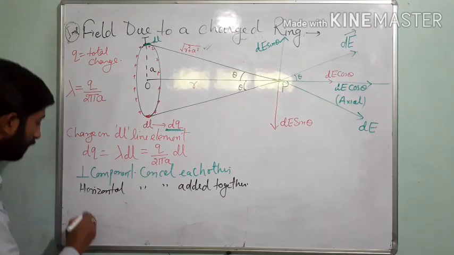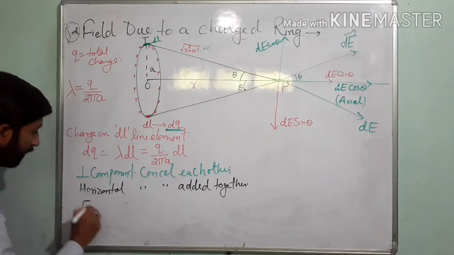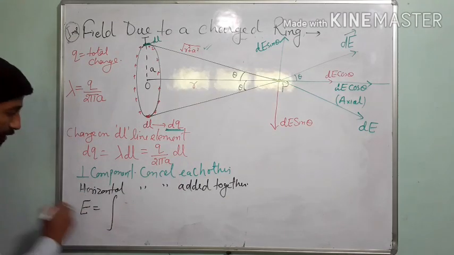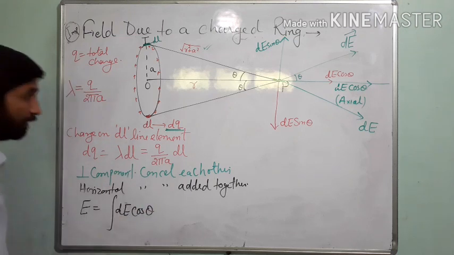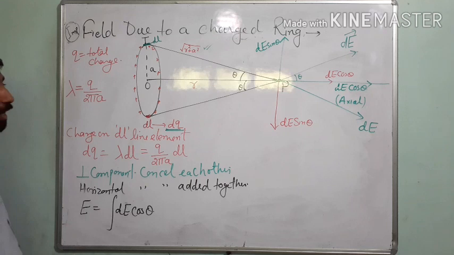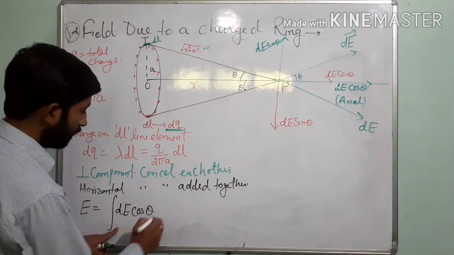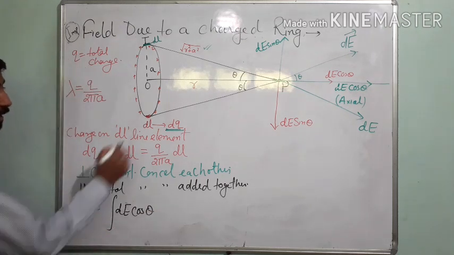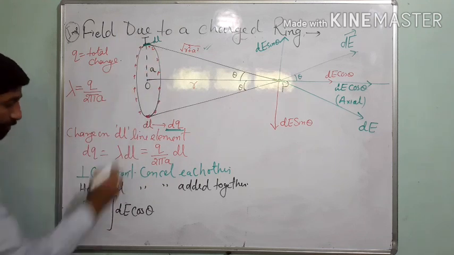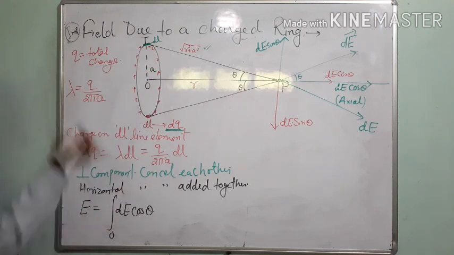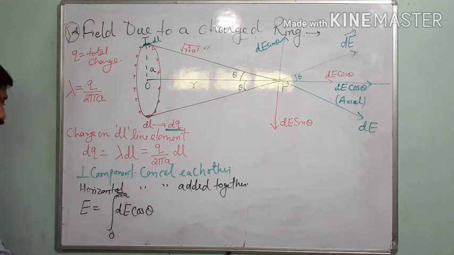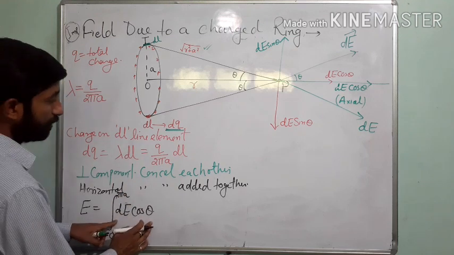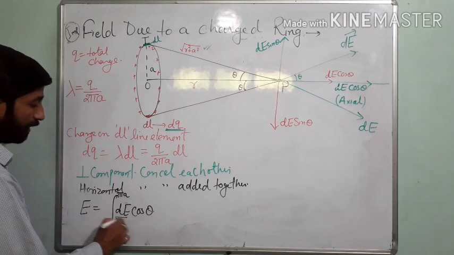That is, the total electric field E is equal to the integration of dE cos theta, right? And what are the limits? The length of the ring starts from 0 and it ends at 2 pi A. Now put all the values. First, what is the dE?